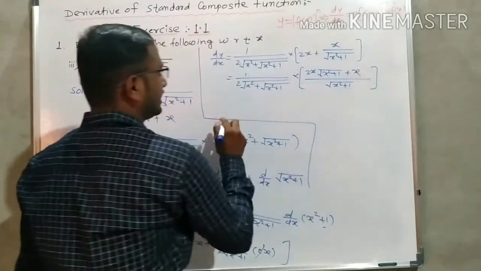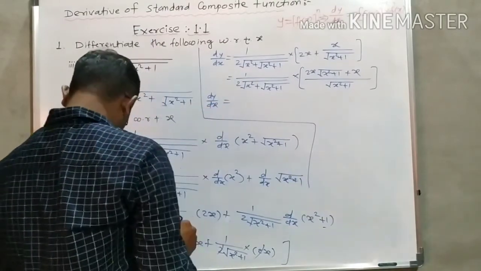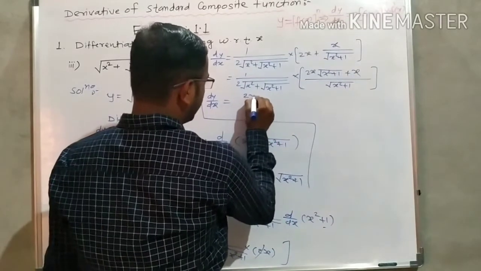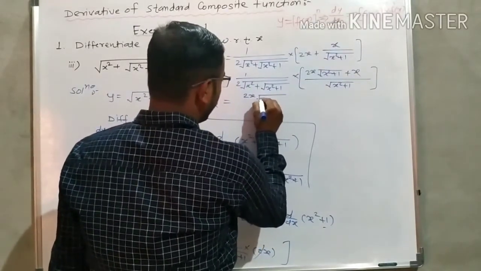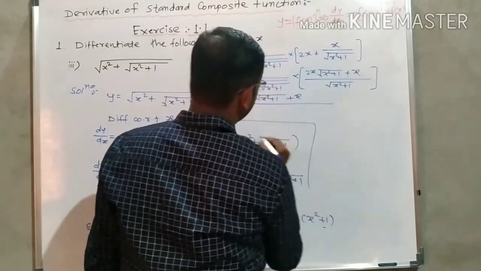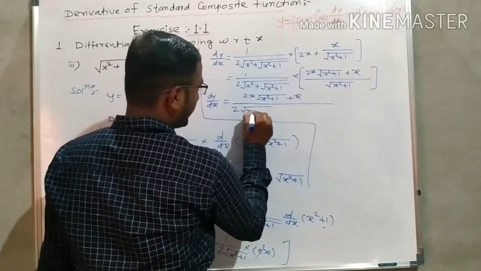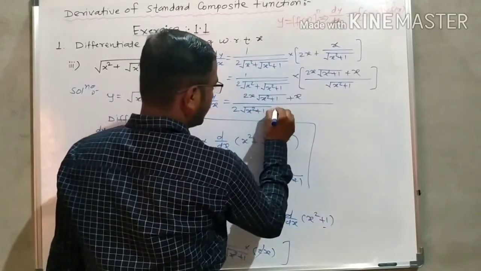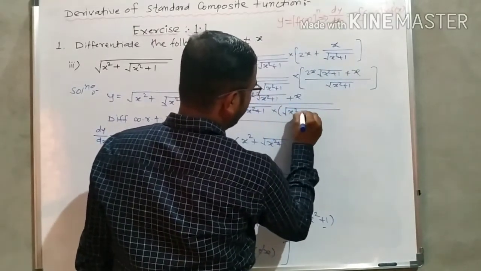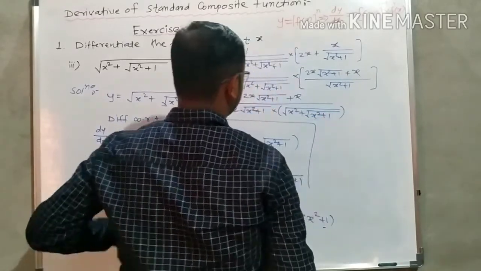So multiplying this term, the last answer is dy by dx equals 2x square root of x square plus 1 plus x, upon 2 into square root of x square plus 1 into square root of x square plus square root of x square plus 1. So this is the final answer.